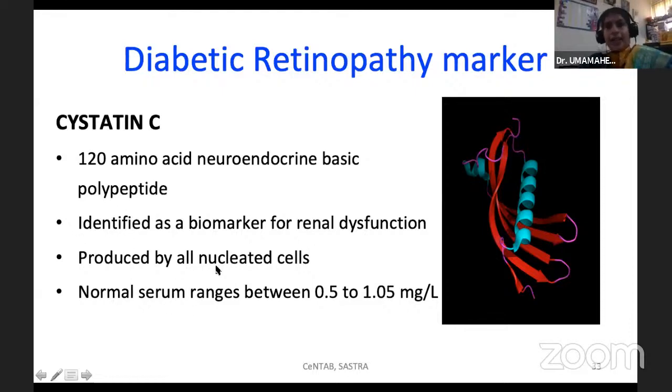And it has earlier been identified as a biomarker for renal dysfunction. So if you recollect in my earlier stage, when I was talking about metabolic syndrome, I talked about microalbuminuria, which is actually a kind of renal dysfunction. And any patient who has a renal dysfunction or a kidney problem will also show elevated levels of cystatin C. Now the normal level of cystatin C is below 1.05 milligram, or close to 1 milligram per liter of our blood.